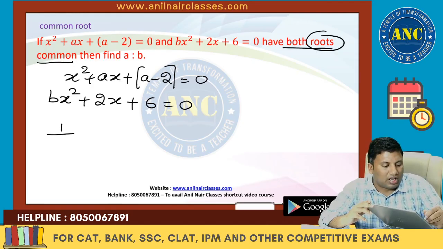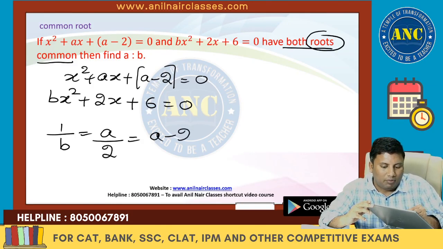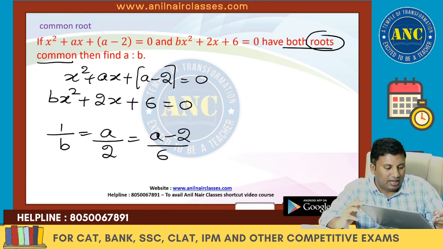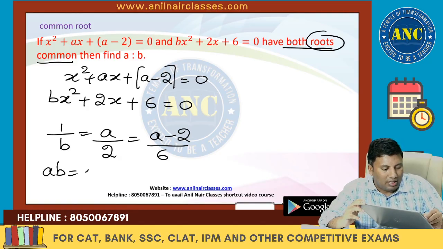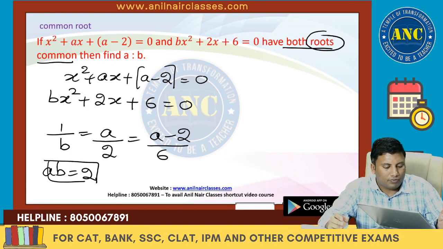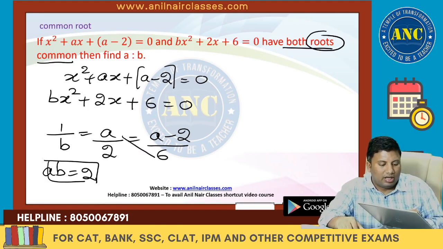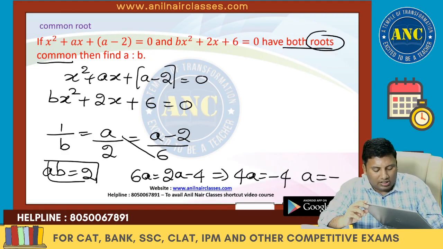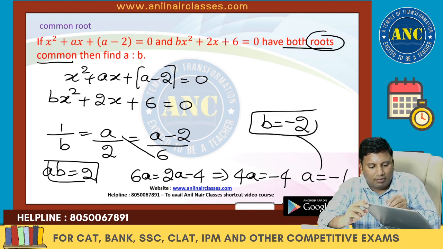If both the roots are common, 1 by b equivalent to a by 2 equivalent to a minus 2 by 6. I hope it is clear. So it is nothing but ab is nothing but 2. If I cross multiply, 6a equivalent to 2a minus 4. So 4a is nothing but minus 4. a is minus 1. b is nothing but minus 2.